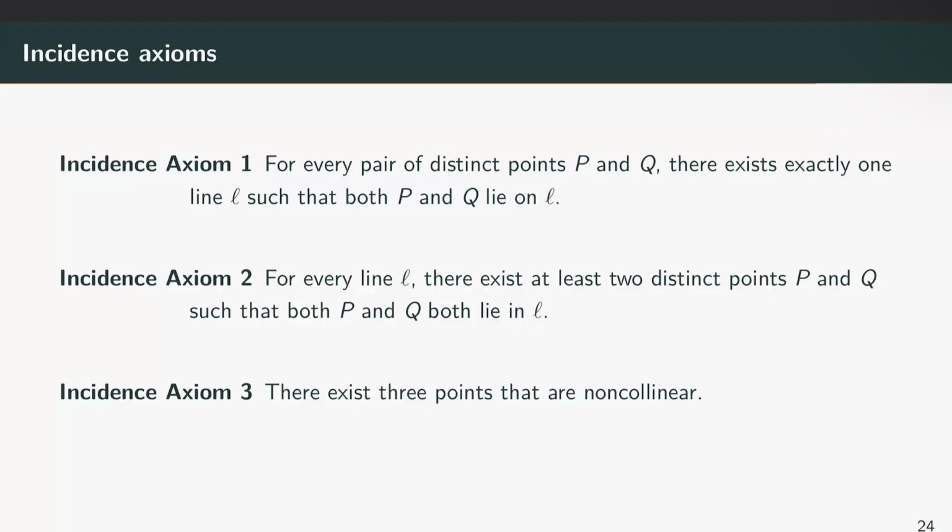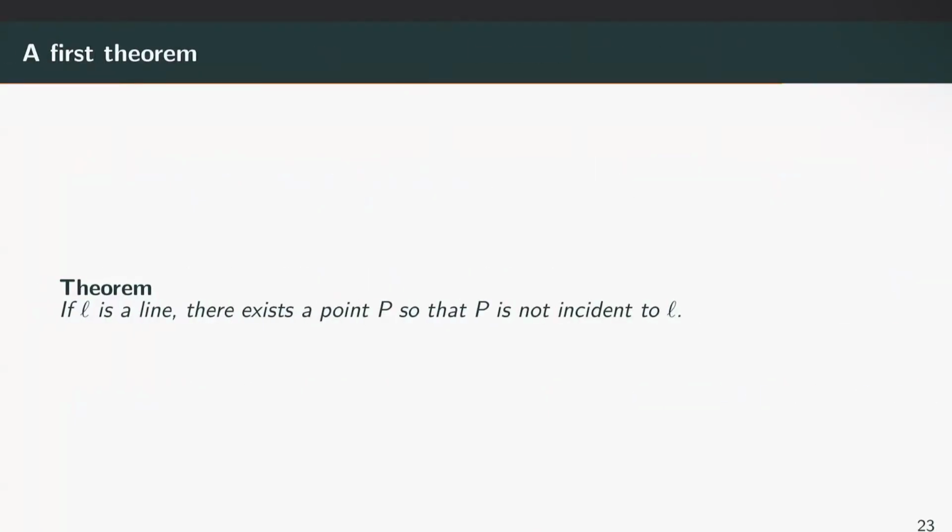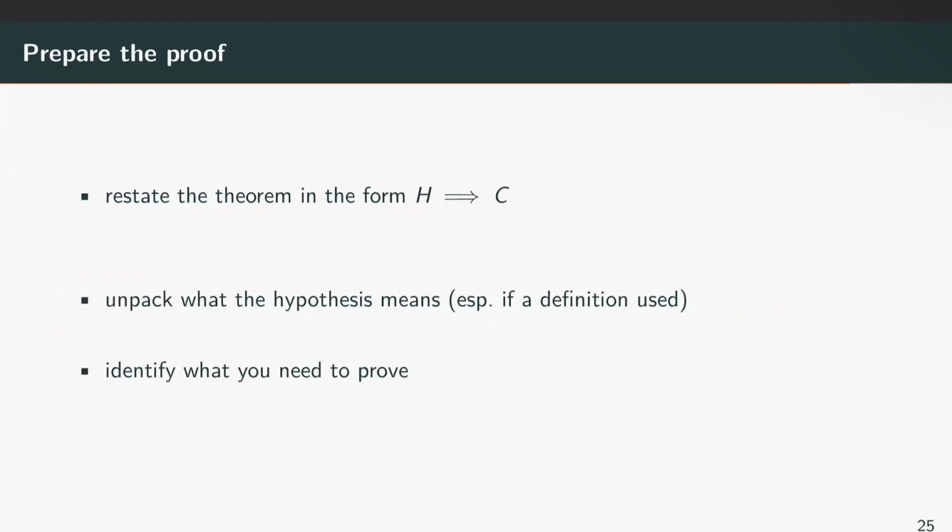So let's think for a moment about what our theorem is saying. We want to show that if we have a line, we can find at least one point that is not incident to that line. So let's think about why that should be true. And I think there's a good general strategy, which is that you want to restate your theorem typically in the form hypothesis implies conclusion. This is kind of a rule of thumb. It's not 100% going to work like this, but that's a good strategy in setting up a proof like this.